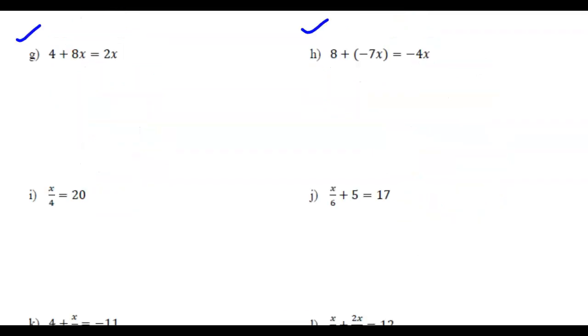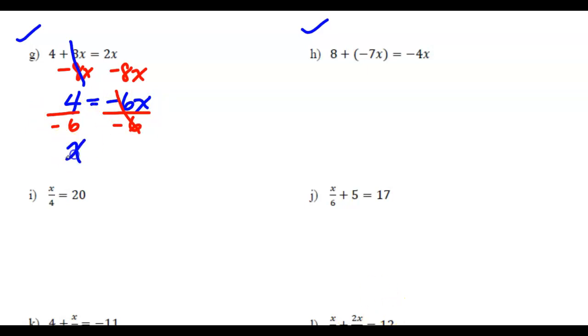Okay, so in G, some view is helping a little bit. We want to subtract 8x from both sides, so that goes away. You get 4 equals -6x. Then you've got to divide by -6. And so then we get x equals, and we have to simplify that 4 divided by -6. So it's going to be a negative. 2 goes into 4 twice, into 6 3 times.